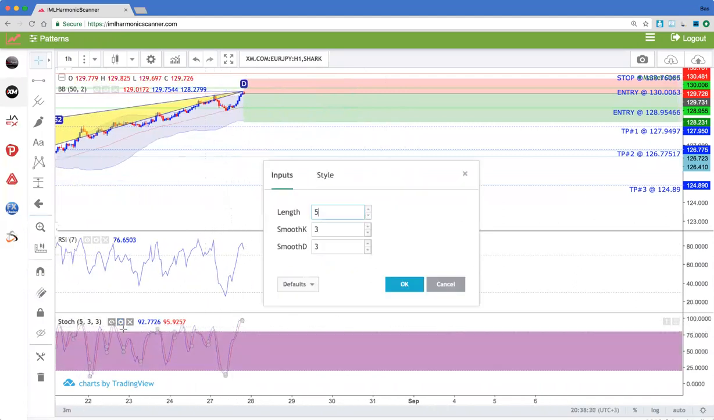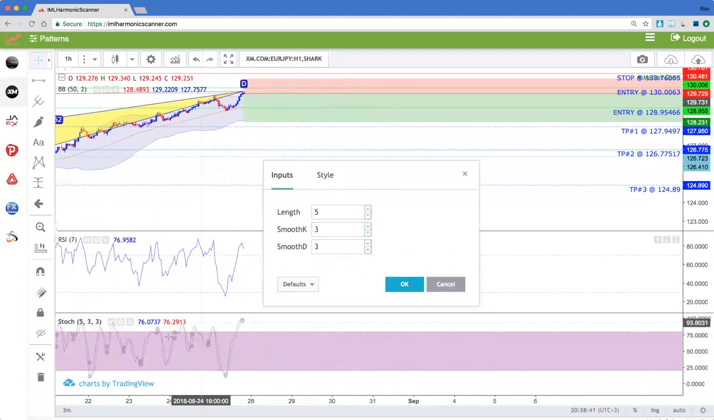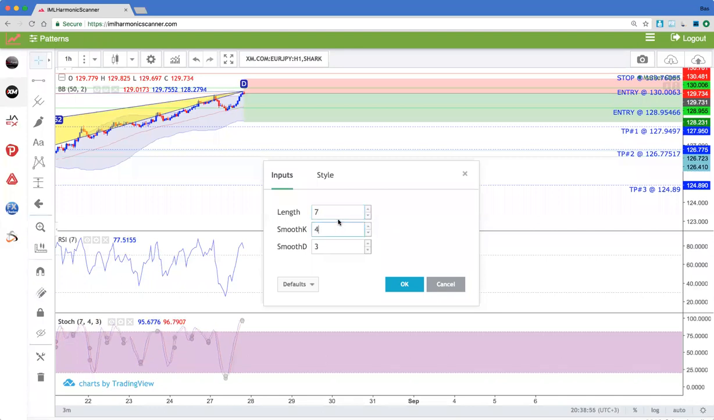So I will show you what happens if you leave the smooth K on 1. It's a lot more sharp edges. So the smooth K is just a rounding form, and it's less bumps in the road, let's say it like that. 5 is looking back to the last 5 candles, so 5 times 1 hour in this case. You can put it on 7 to look back for the same level as RSI.